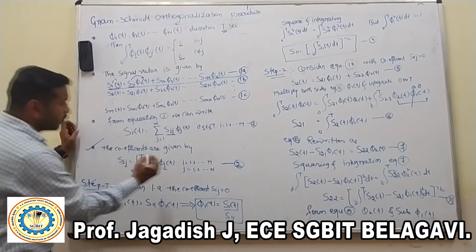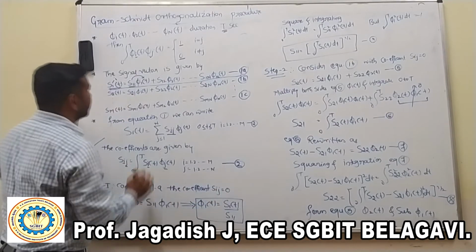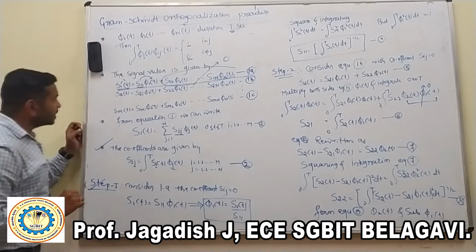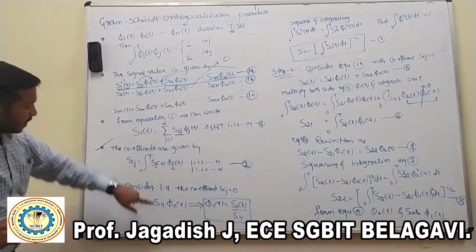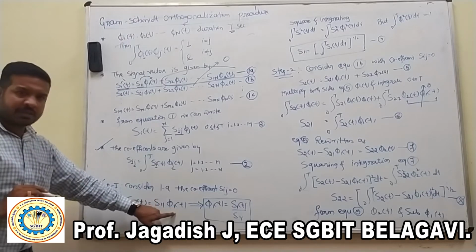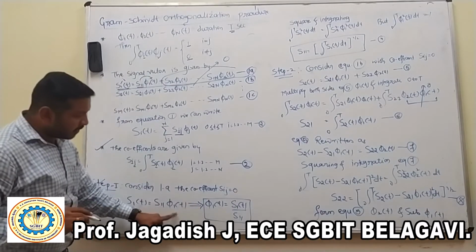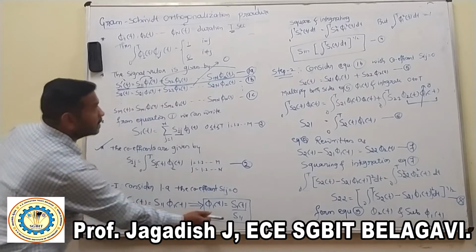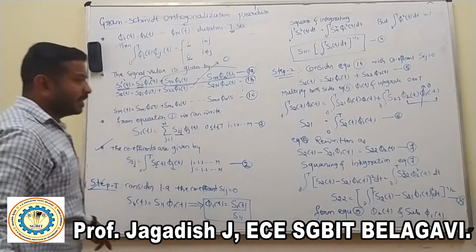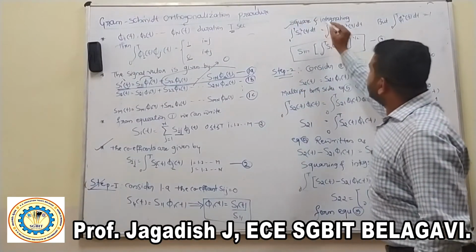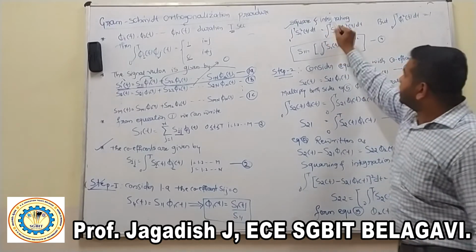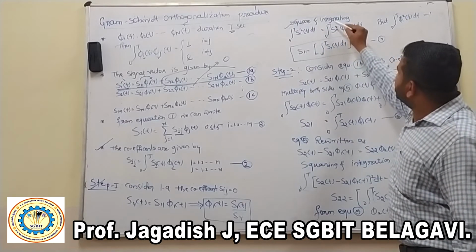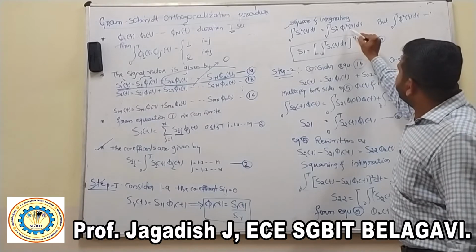Whenever the coefficient value Sij equals 0, these terms should become 0. So we get S1 of t equal to S11 phi 1 of t. By using this equation we define phi 1 of t. So phi 1 of t equals S1 of t divided by S11. Once you define the coefficients, these can be squared and integrated on both sides, so integration from 0 to T of S1 square of t dt equals integration from 0 to T of S11 square phi 1 square dt.